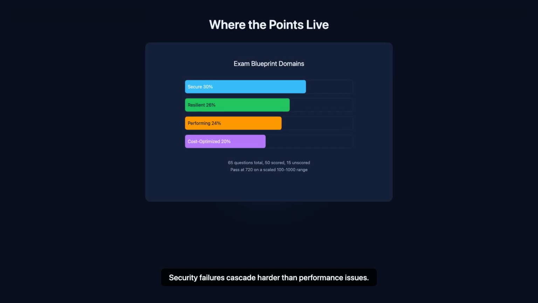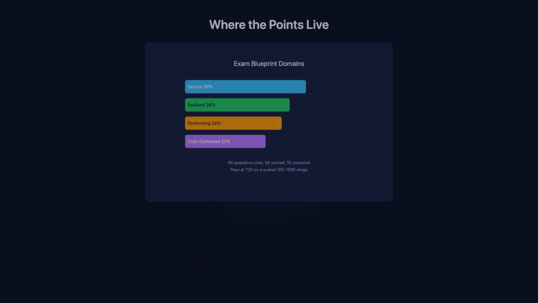Security failures cascade harder than performance issues. A single credential leak can blow open an entire account, and the blast radius is far wider than a slow query. That's why security decisions carry the highest stakes in real architectures, and why we drill security scenarios first. The exam reflects that same priority. Security is 30% of scored content. Resilience is 26, high performing is 24, and cost optimized is 20. Our 18 scenarios split roughly 5, 5, 4, and 4 to match.